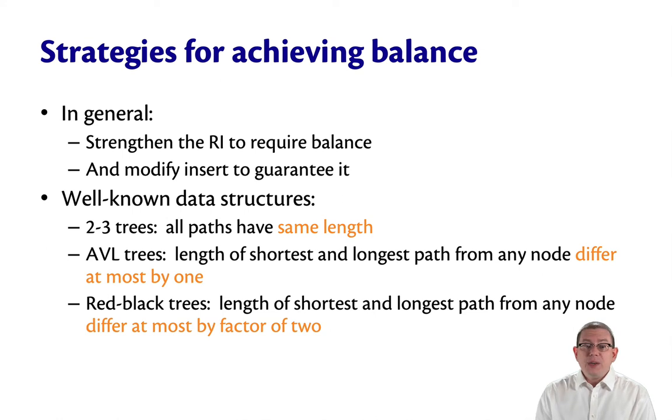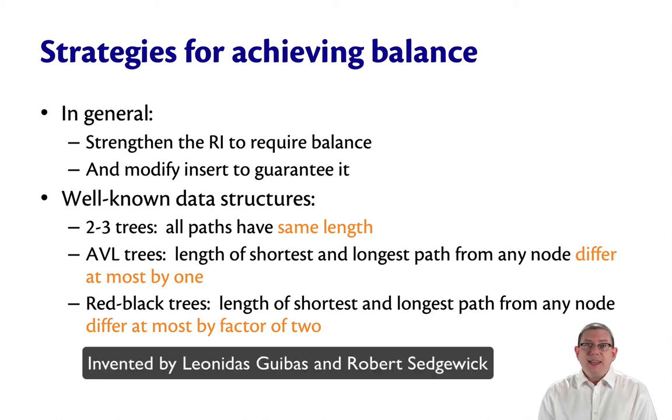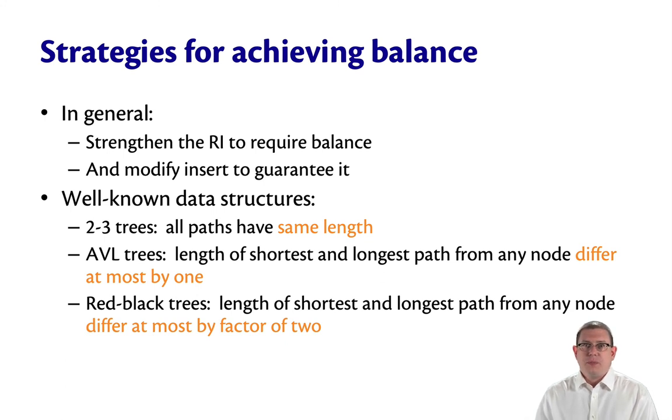Finally, a red-black tree has an even more relaxed rep invariant, which says that the length of the shortest and longest path from any node differ by at most a factor of 2. So the longest path could be twice as long as the length of the shortest path in the tree. But it turns out that's good enough to achieve balance and to get us logarithmic time operations.